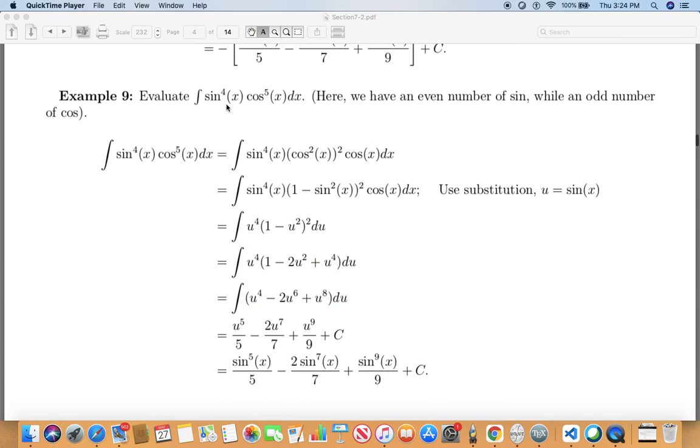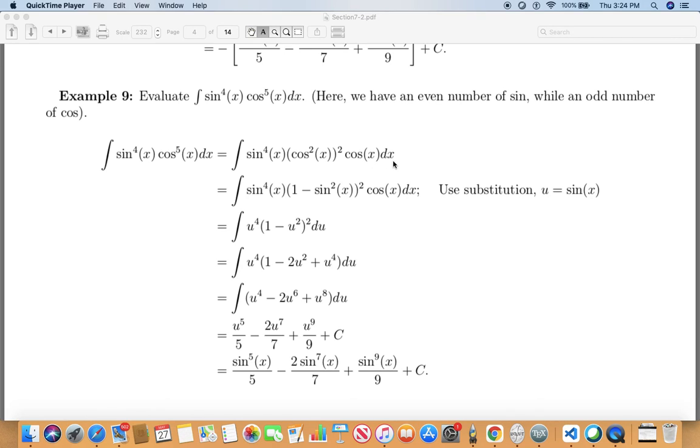Now here sine has even power, cosine has odd power. Always when you have an odd power, it's easier to split that power aside, whichever is the odd power. If they are both odd, you choose whichever one you like. So sine power 4, cosine power 5. Cosine power 5 has been split aside. One cosine is taken out. The remaining 4 has been split. So remember, this is going to be your du.